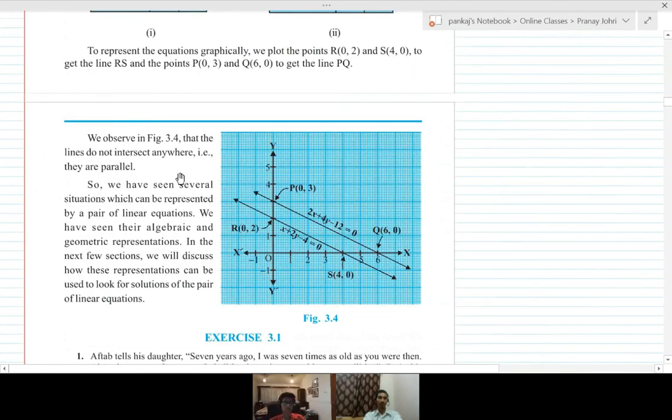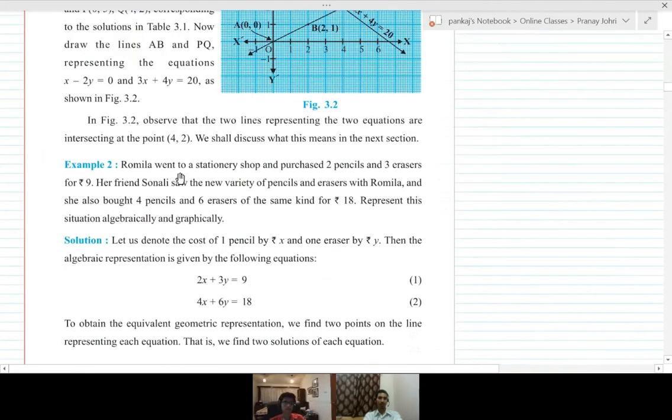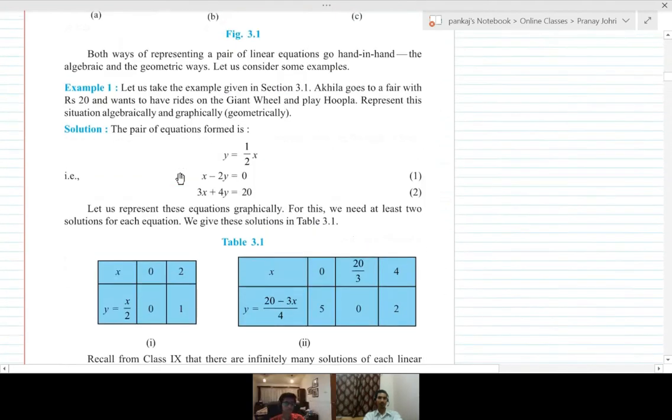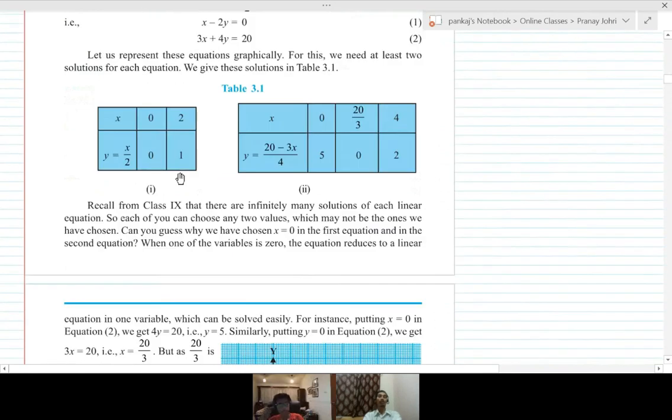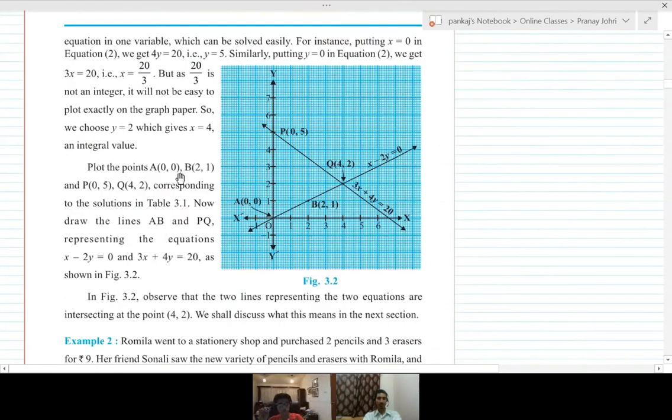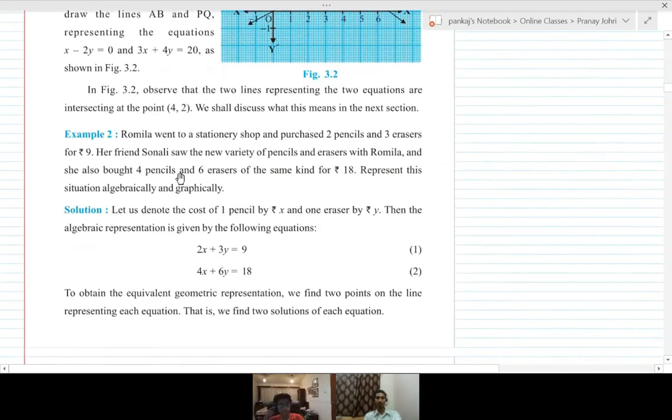So we'll go with the first example in your textbook. Let us take... it is not clear, actually. It is being continued from the explanation above, so we'll not take this example. We'll take example 2.